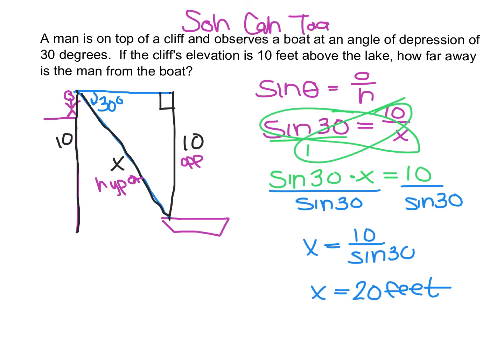So what this is telling me is that if I'm on a cliff that's 10 feet high with this angle of depression of 30 degrees, then I will be 20 feet away from that boat.